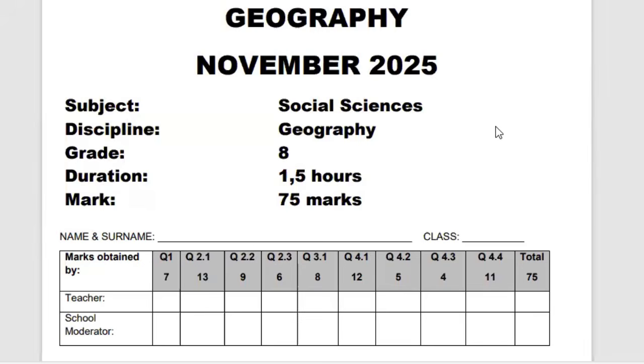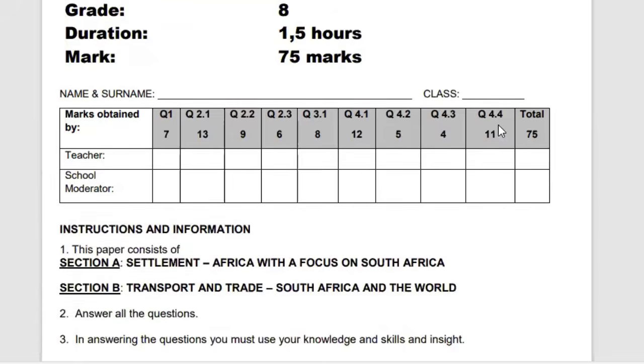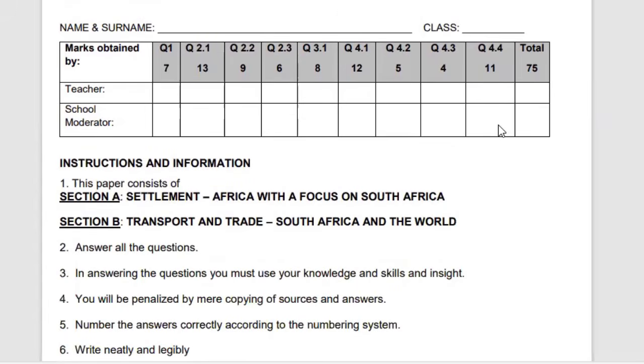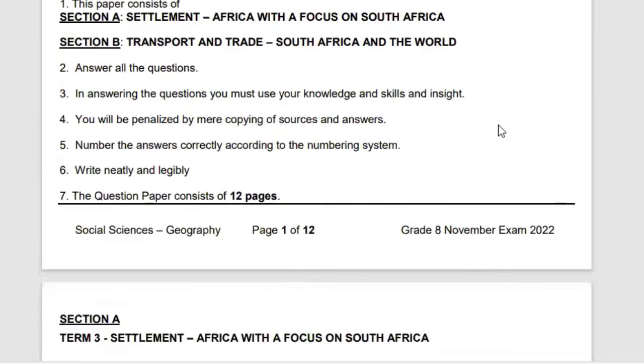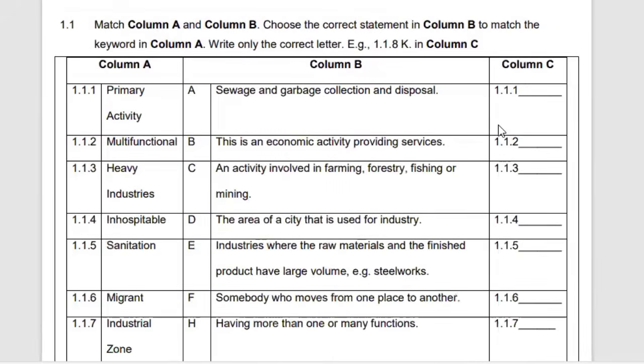As usual, you understand at the end of the year, there is going to be an examination which is out of 75 marks, which basically focuses on term 3 content and also term 4 content. So our focus areas, remember in term 3, your focus area is settlement with a focus on South Africa and Africa at large. Then term 4 is focused on transport and trade. Those are your areas of specialization for the final examination for social sciences, geography for grade 8. So we're going to go through the questions and also try to figure out and elaborate on some aspects.